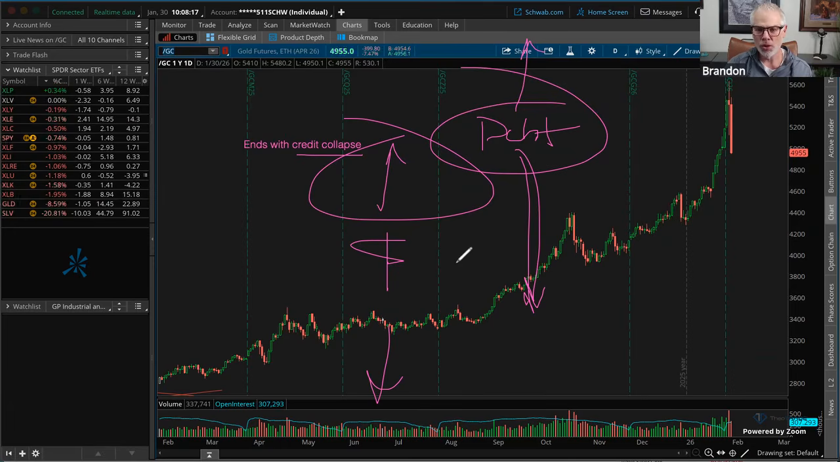This is a result of what? Our financial system, where countries hold on to dollar reserves. And that is not going away right now.